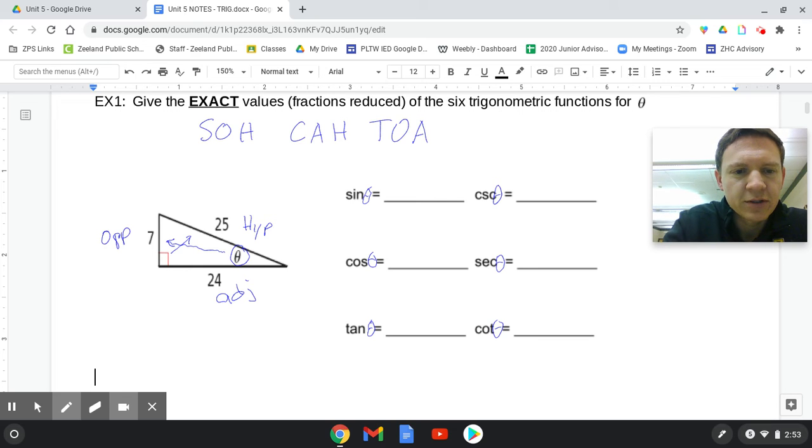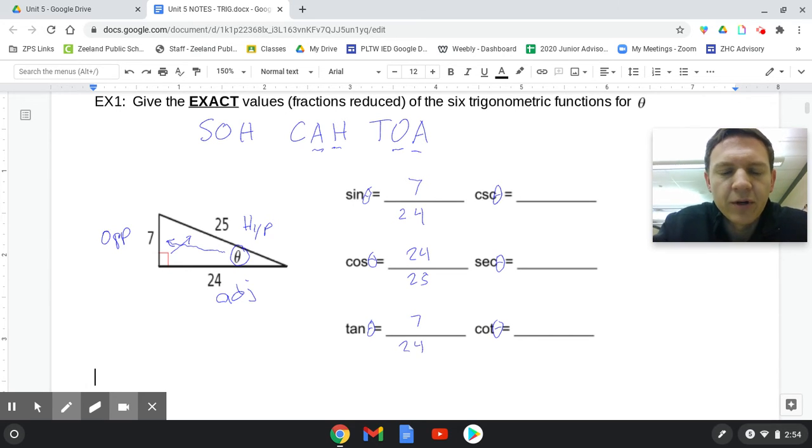You can check your notes for that. So the exact value for sine of theta is 7 over 24. Okay, there it is. The exact value for cosine: cosine is adjacent over hypotenuse, so 24 over 25. Tangent of theta would be opposite over adjacent, so 7 over 24. There we go. The main three trig functions are already filled out. Sine of theta, 7 over 24. Cosine, 24 over 25. And tangent is 7 over 24 for this triangle.